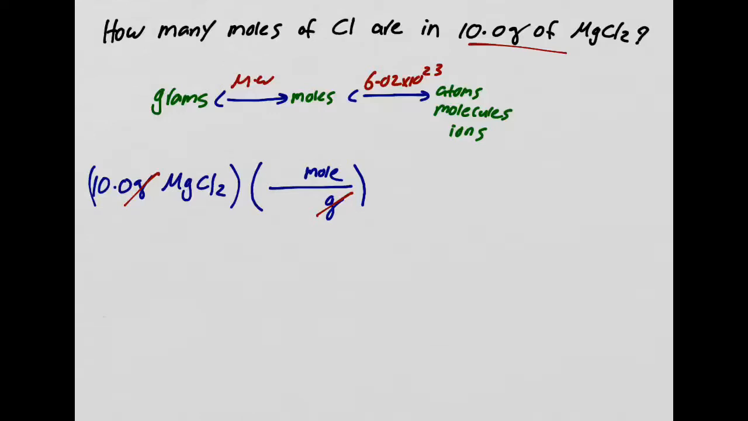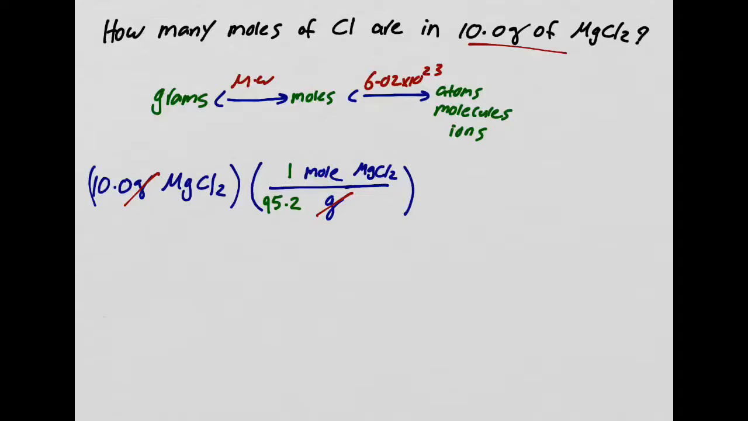Hopefully you guys are getting this down so that your gram can cancel out. How do I go from gram to mole? Using the molecular weight. Molecular weight is always for 1 mole. 1 mole of MgCl2 is 95.2 grams. Hopefully you guys are getting down these molecular weights, right? You just add up Mg and 2 Cl. I get 95.2 grams. That's 1 mole of MgCl2. So the grams cancel out, and what I have now is moles.